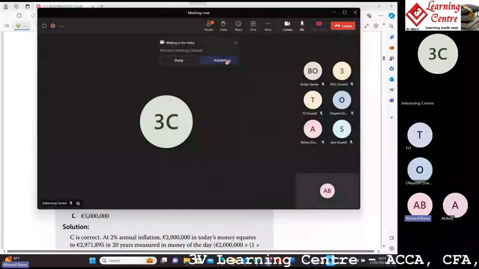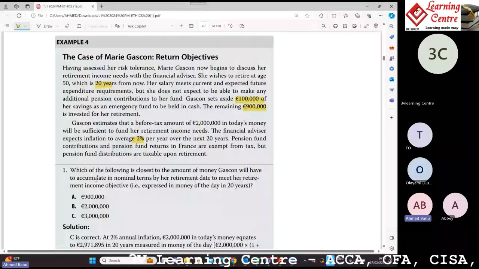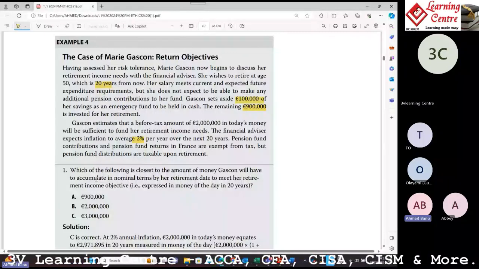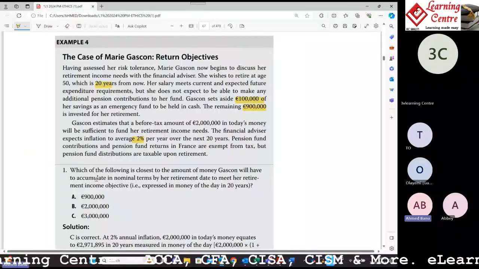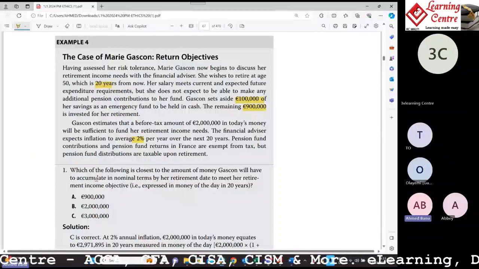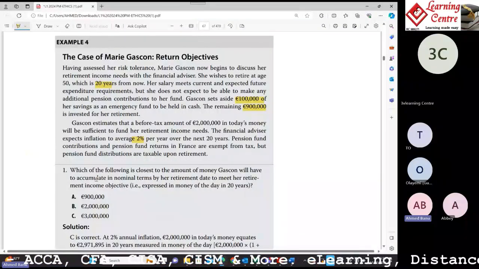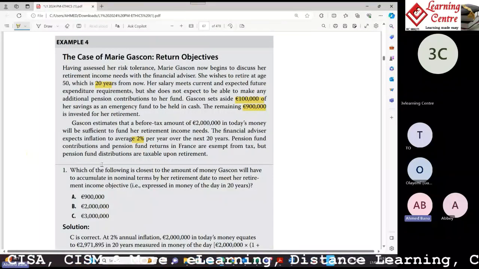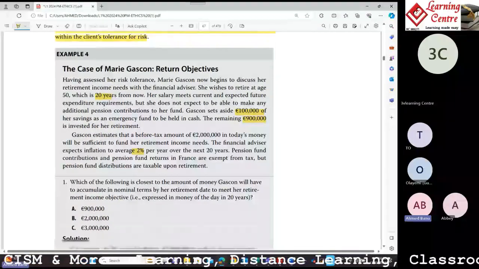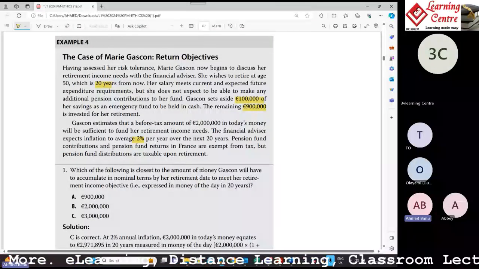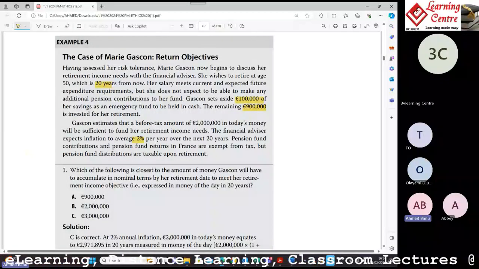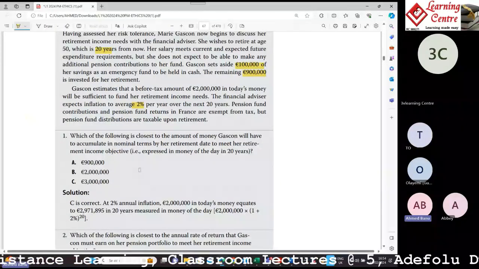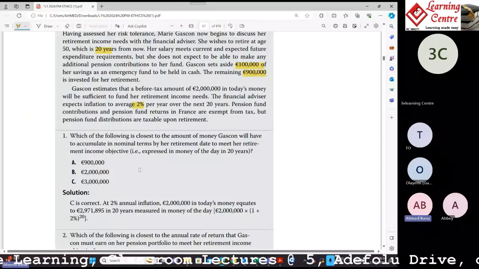Upon retirement. So, question number 1, which of the following is closest to the amount of money Gaston will have to accumulate in nominal terms by her retirement date to meet her retirement income objectives? So, which of these is closest to the amount of money that will have to be accumulated in nominal terms? So, the answer to that is 3 million. And why do we say so?